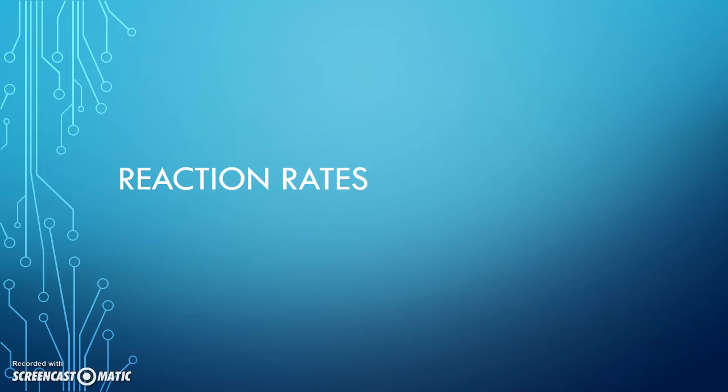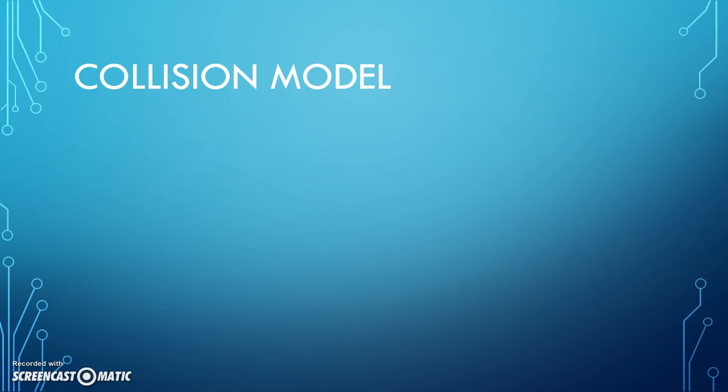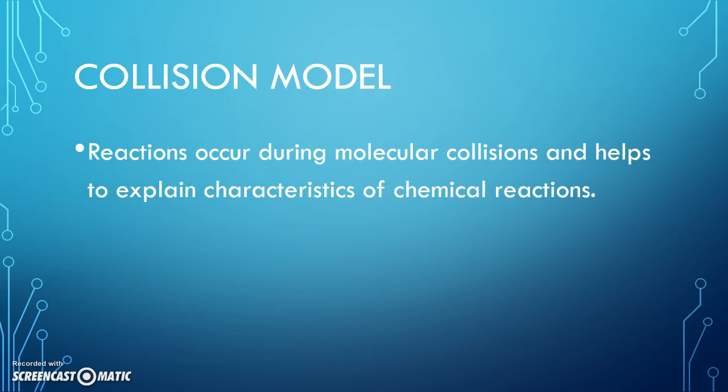Today we're going to begin our unit on reaction rates. We're going to start by looking at what's called the collision model. Reactions occur during molecular collisions. The particles actually have to collide and meet each other, and that helps to explain some different characteristics about chemical reactions.